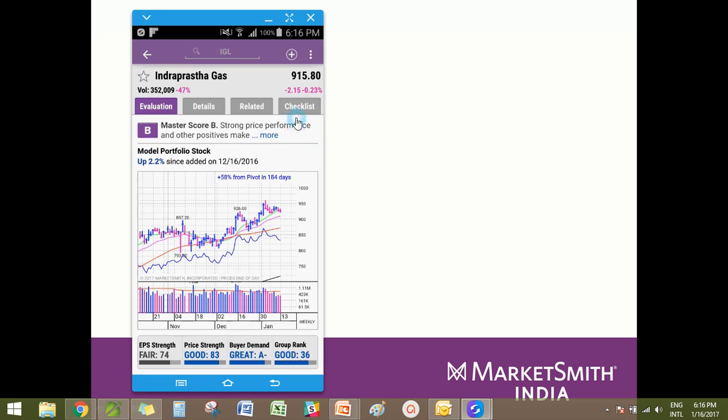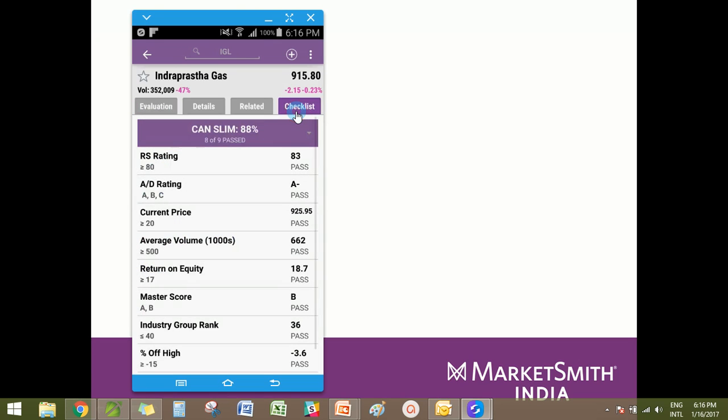And there's another really cool feature here, in this checklist panel. So this checklist panel here tells you about our proprietary ratings and rankings and whether it has passed the cutoffs we like to look for in CANSLIM type of stocks. So you can see that we like stocks which have an RS rating of above 80, and in this case Indraprastha Gas has 83 and therefore it's a pass, so on and so forth. So therefore out of the 9 criteria it has passed 8 of this CANSLIM criteria.